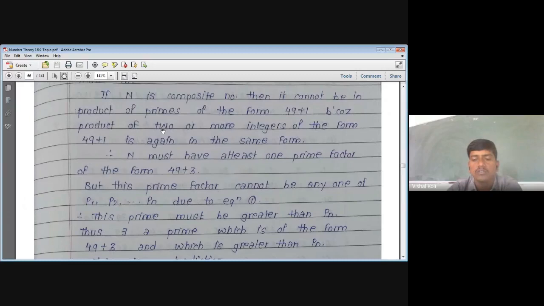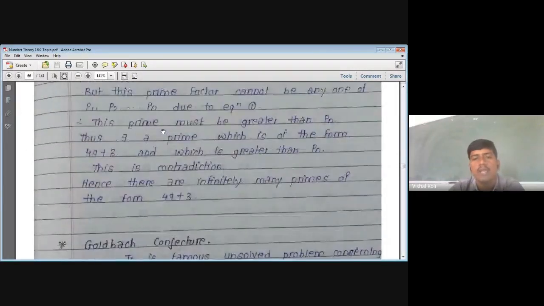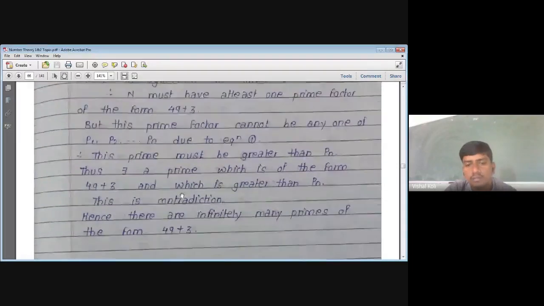So this one is the contradiction to our assumption, that is, there are only a finite number of primes of the form 4q plus 3. So our assumption is wrong. As the assumption is wrong, therefore the correct statement is that there are infinitely many primes of the form 4q plus 3. Okay, does anyone have a doubt?